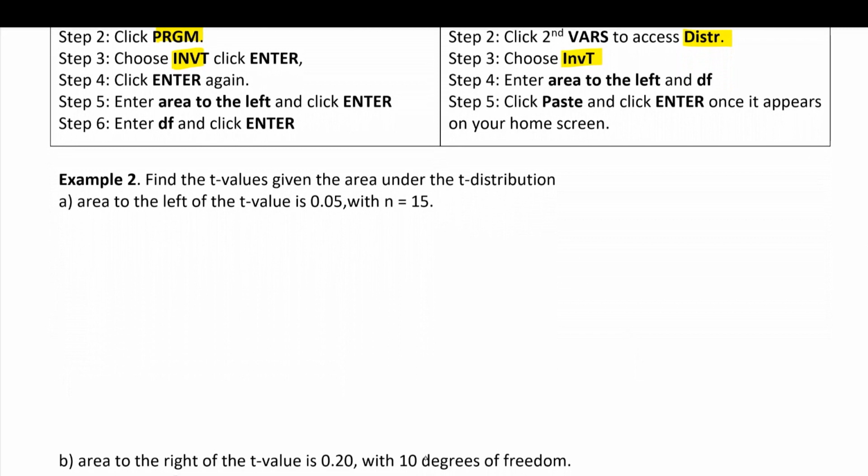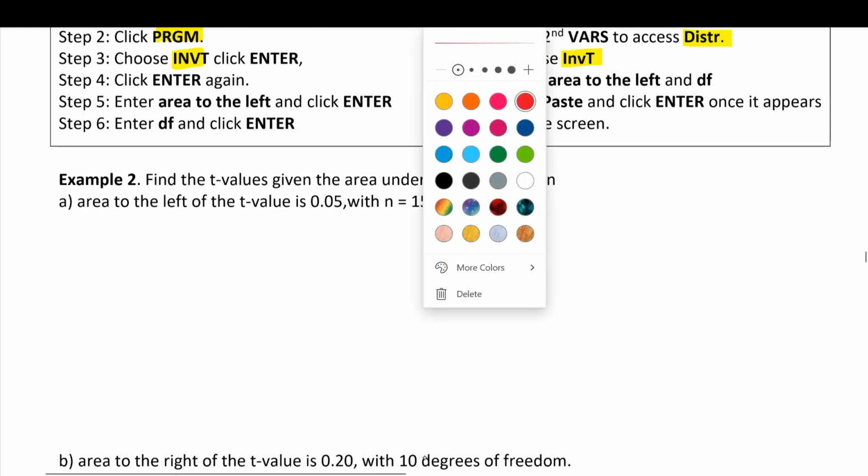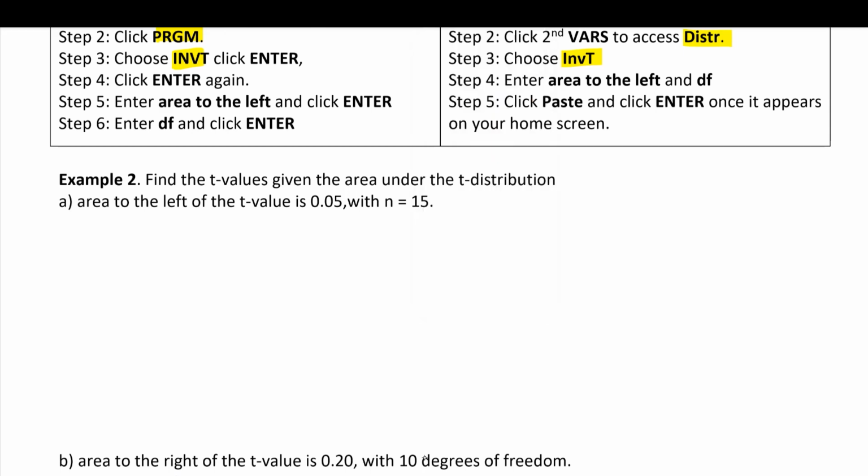Find the t-value given the area under the t-distribution. The area to the left of the t-value is 0.05 with n equals 15. For t-distributions and z-distributions, to come up with these values, we're going to draw a normal distribution curve or a t-distribution curve, which looks exactly like a normal distribution. It's bell-shaped, basically. At the center, you have t equals 0. I'm just doing that to center ourselves. And the area to the left of the particular t-value that we're looking for is 0.05.